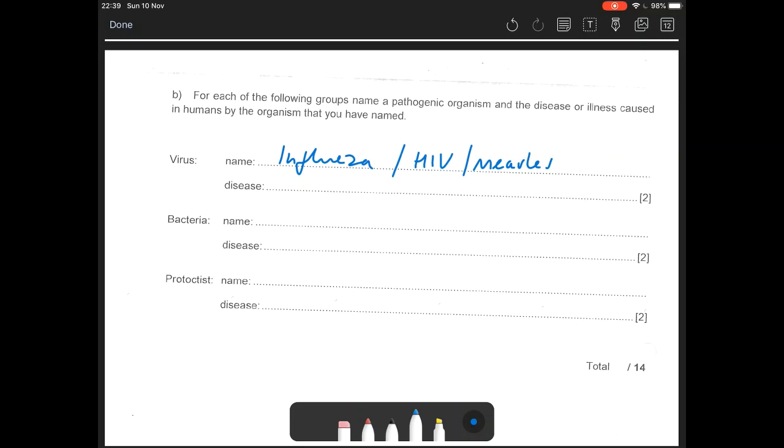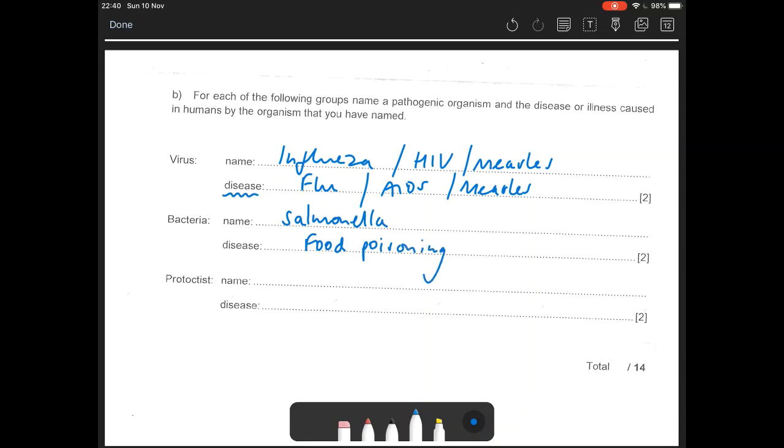And the disease they cause, not the symptoms. You ask what disease, the name of the disease it causes. Too many of you talked about runny noses and spots and things like that. Influenza causes flu. HIV causes AIDS. And measles virus causes measles, which is nice and easy to remember. So any one of those for each line would have got you 2 marks in total. Bacteria, best example to come up with here is Salmonella. And that causes food poisoning. There are obviously other bacteria, but that's probably the one you most likely remember.